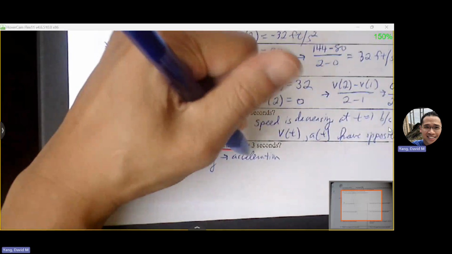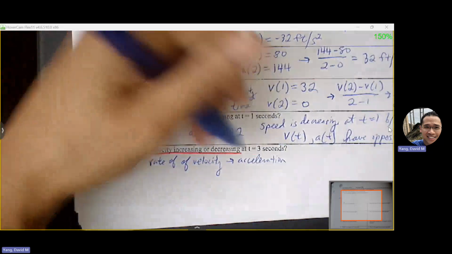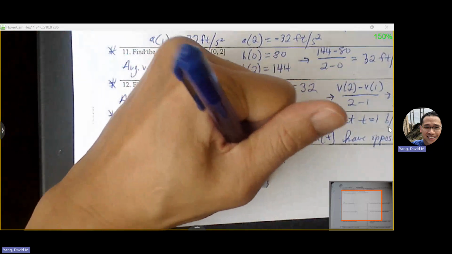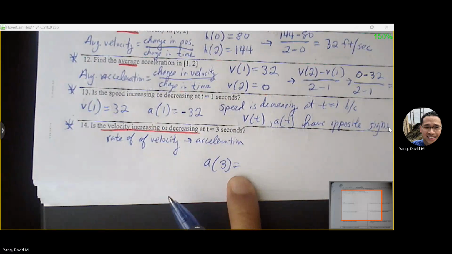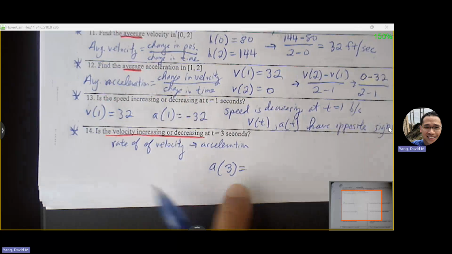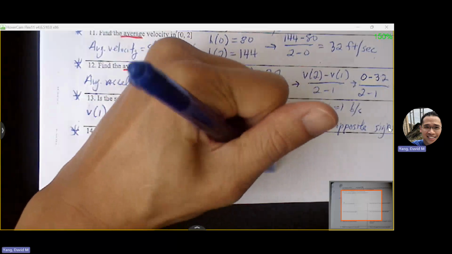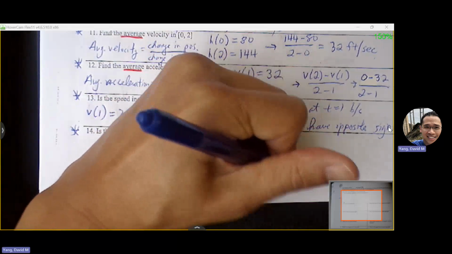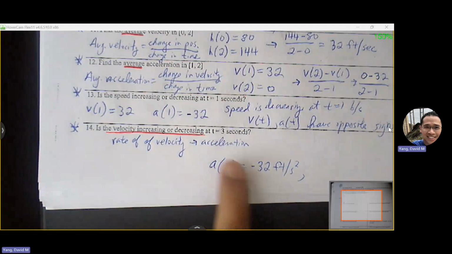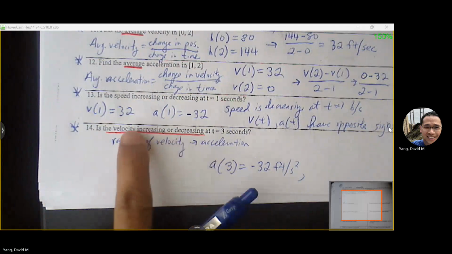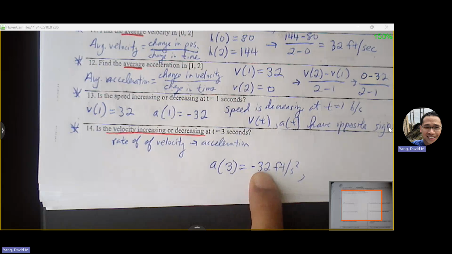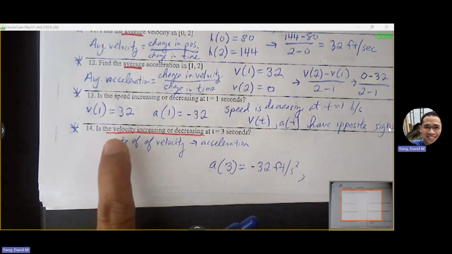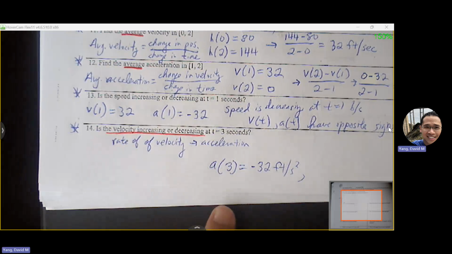So since we know that this is not talking about velocity, it's talking about acceleration, we can find the acceleration at 3 seconds, which we know acceleration is always going to be what? Negative 32 feet per second squared. And because it's negative, we know that velocity is decreasing. So velocity is decreasing because acceleration is negative, but if velocity was increasing, then acceleration would have to be positive.